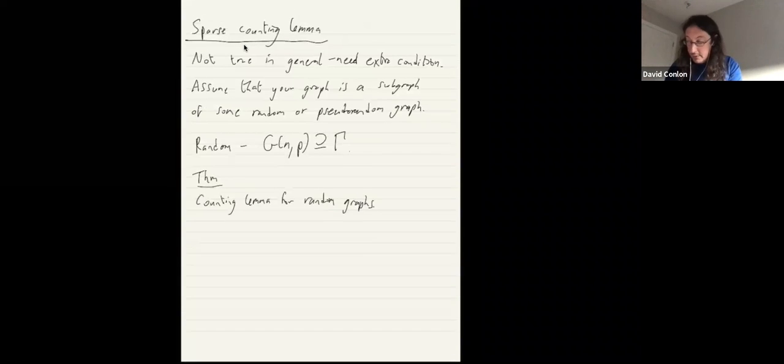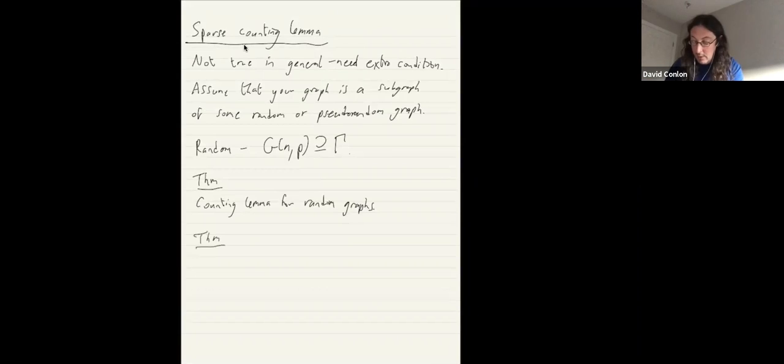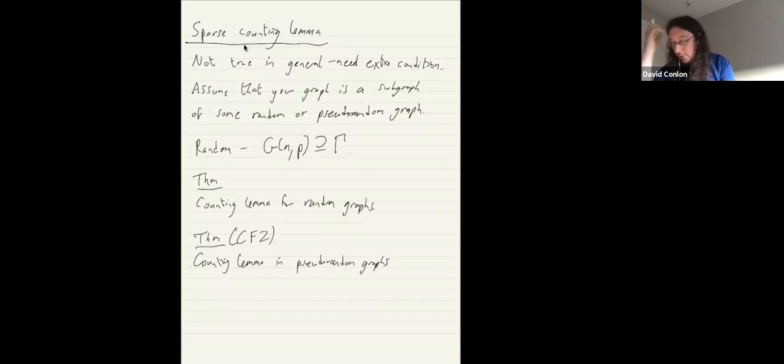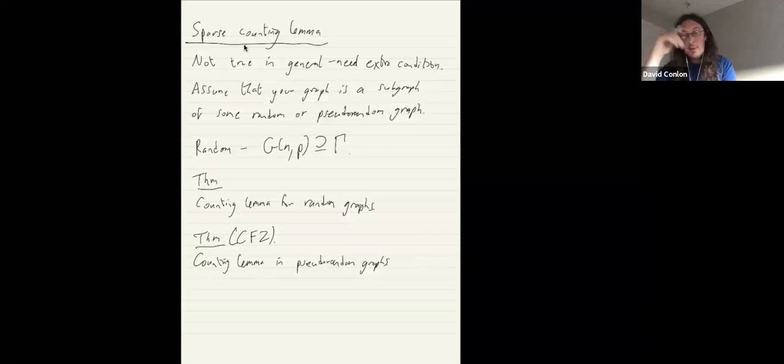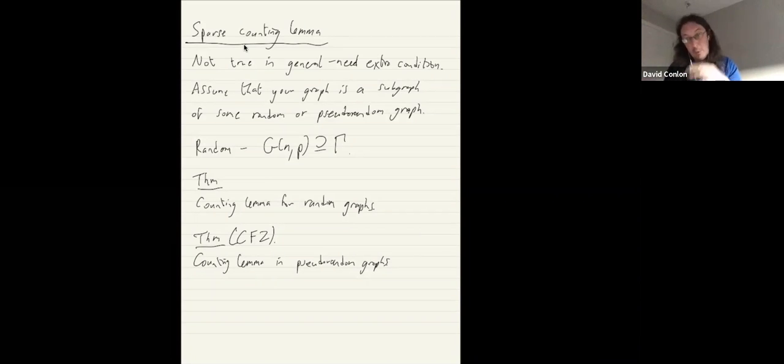Okay. And there's also a counting lemma in pseudorandom graphs, which I won't go into so much. This is more myself and Jacob Fox and Yufei Zhao, but it has various antecedents in the literature. So for example, the Green–Tao theorem can be seen in this language as being about a counting lemma within pseudorandom structures, not specifically within pseudorandom graphs, but within pseudorandom structures.